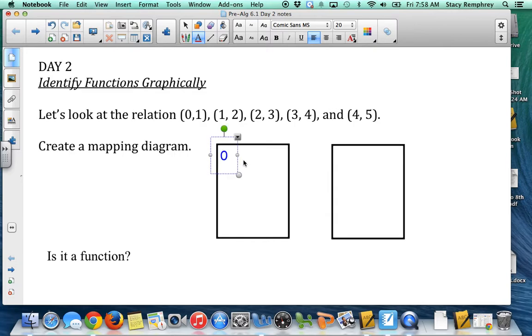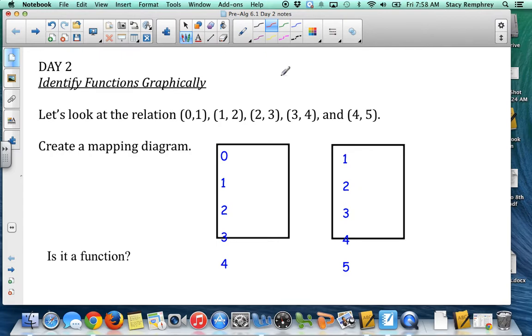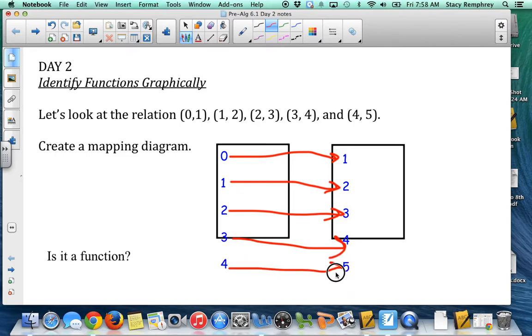So when I look at the relation, I have an input of 0. Remember, we're doing all the x values. This one, this one, this one, this one. So I have 0, 1, 2, 3, 4. And over here, in my outputs, which are my y values, or the second number in each parenthesis, I have 1, 2, 3, 4, and 5. And so when I match those, the 0 maps to 1, the 1 maps to 2, the 2 maps to 3, the 3 maps to 4, and the 4 maps to 5.